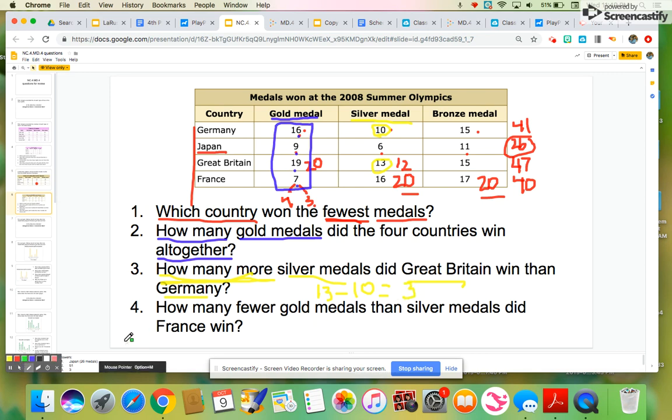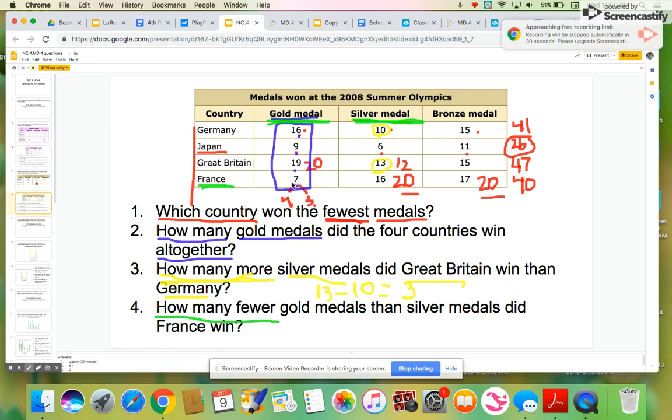Finally, let's answer question number 4. How many fewer, so again we're comparing, how many fewer gold medals than silver medals did France win? So now I'm comparing one particular country, France, and I'm comparing their gold and silver medals. So you're going to subtract 16, take away 7 to find out how many fewer gold than silver. What did you get?